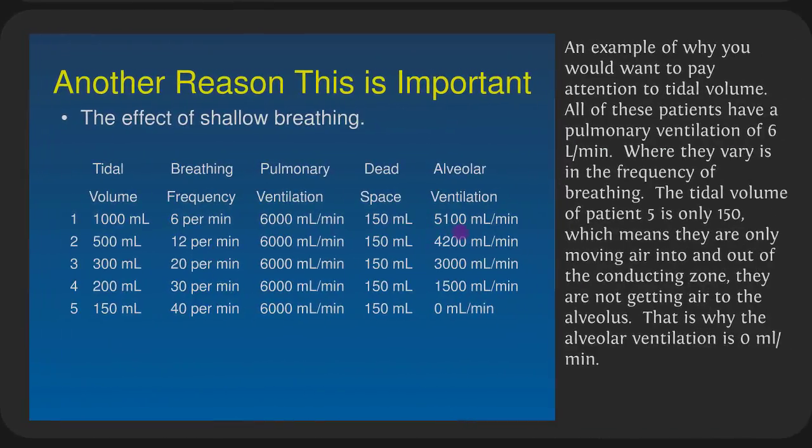An example of why you'd want to pay attention to tidal volume: all of these patients have a pulmonary ventilation of 6 liters per minute. Where they vary is in the frequency of breathing. The tidal volume of patient 5 is only 150 milliliters, which means they're only moving air into and out of the conducting zone. They're not getting any air into the alveolus. That's why the alveolar ventilation is 0 milliliters per minute.